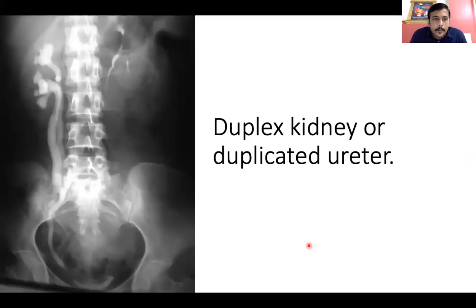Okay, this is a case which I was telling. Duplex kidney or duplicated ureter here. You can see there are 2 ureters on the right side here.